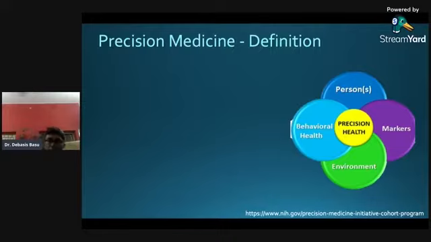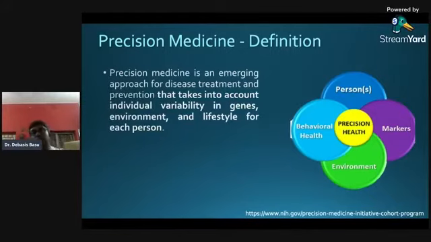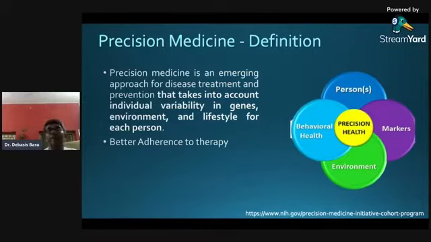Precision health is where we talk about that person, the biological markers that are available or are being made now, all the environment around you, the epigenetic factors, and the behavioral health. This is an emerging approach, and I thank Obama and the Obama Healthcare initiative for taking it to fruition. This precision medicine is really doing wonders in the US, catching up to the dreams of Obama. The individual variability in genes, the environment, and the lifestyle of each person has to be noted, and that can finally dictate better adherence to therapy.